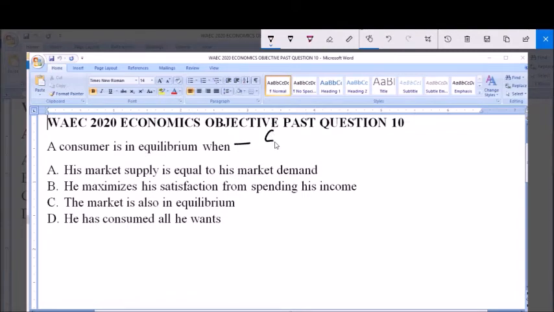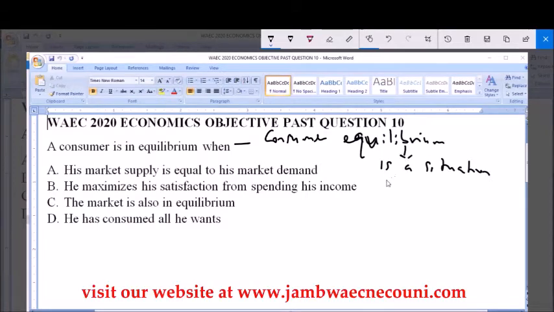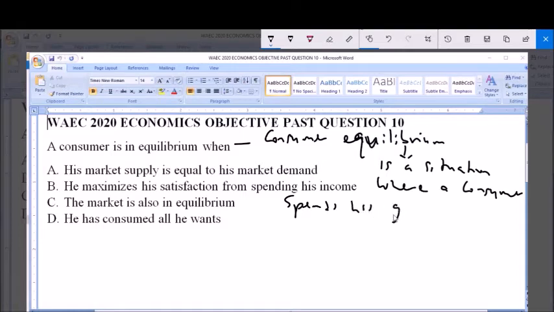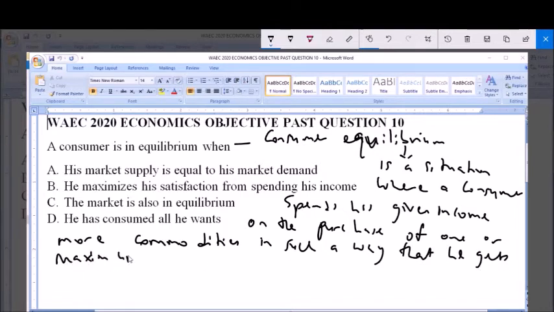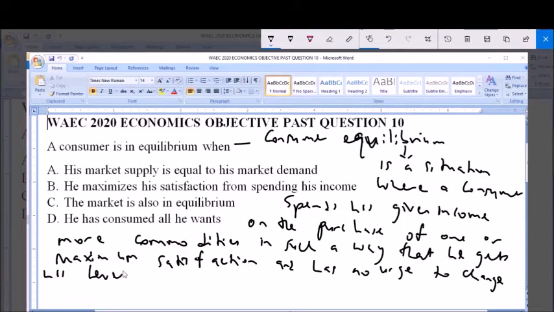Now, this concept is known as consumer equilibrium. Consumer equilibrium is a situation where a consumer spends his given income on the purchase of one or more commodities in such a way that he gets maximum satisfaction and has no urge to change his level of consumption.